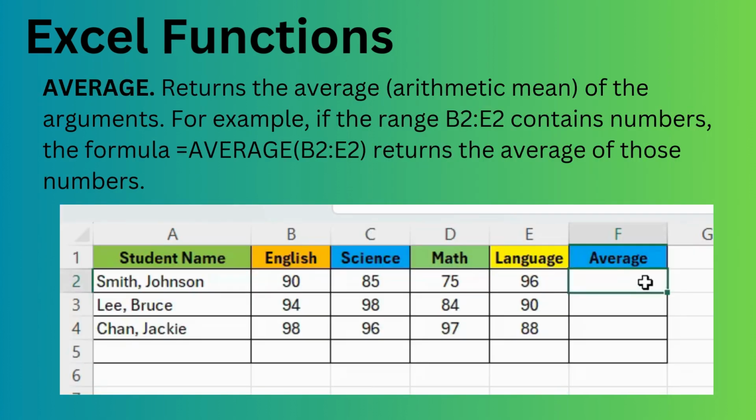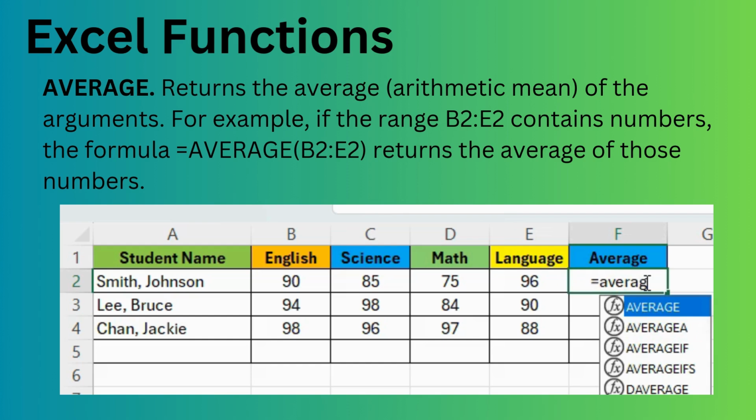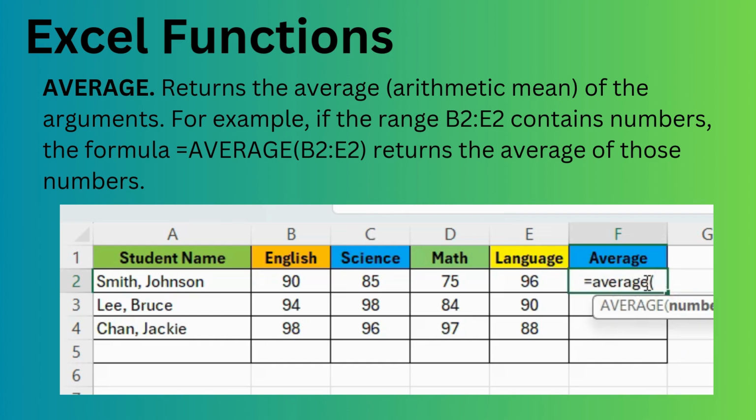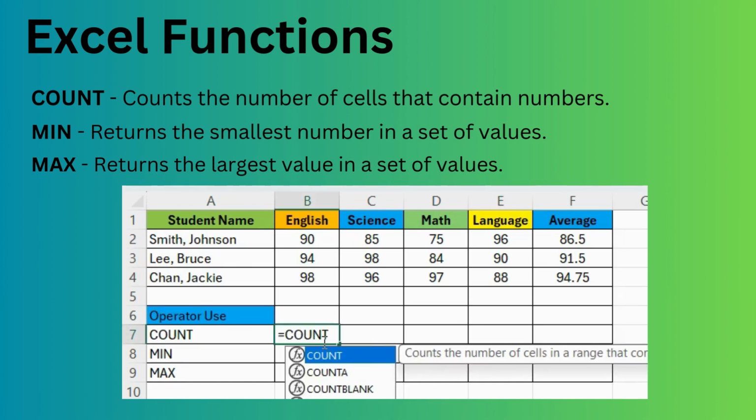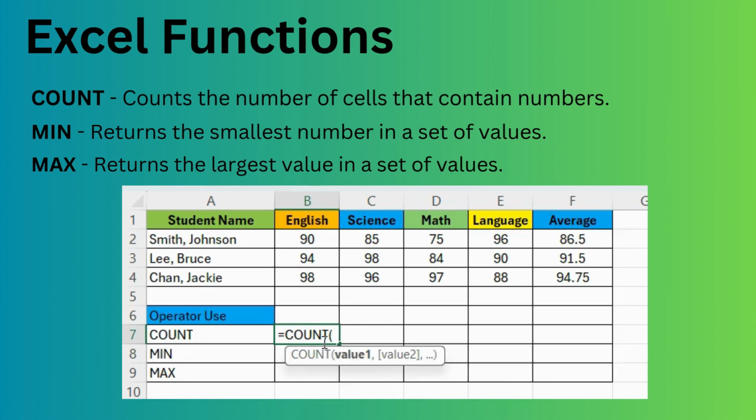AVERAGE returns the average, arithmetic mean, of the arguments. For example, if the range B2:E2 contains numbers, the formula =AVERAGE(B2:E2) returns the average of those numbers. COUNT counts the number of cells that contain numbers. MIN returns the smallest number in a set of values. MAX returns the largest value in a set of values.